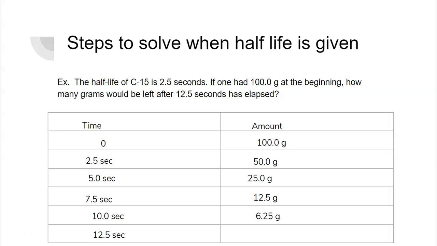So at 12.5 seconds, I go through half-life one more time. So 6.25 divided by 2 gives me 3.125 grams. So after 12.5 seconds, my original sample has gone through so many half-lives that of the original sample, I only have 3.125 grams left of carbon-15. So that's how a half-life works if you're given the half-life. Okay?